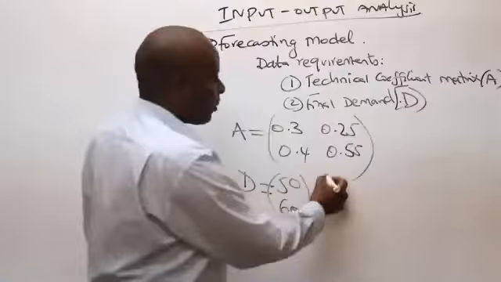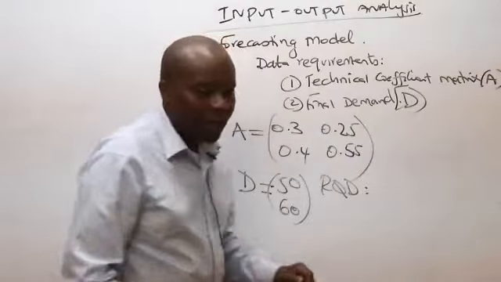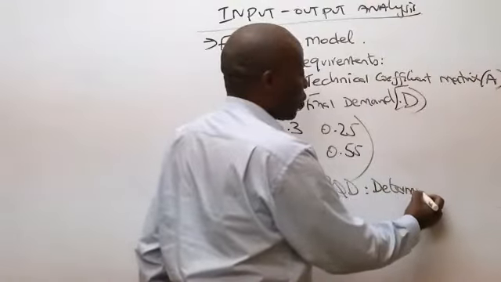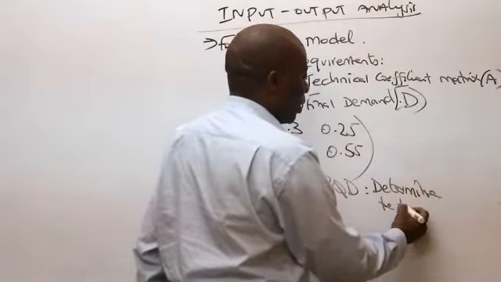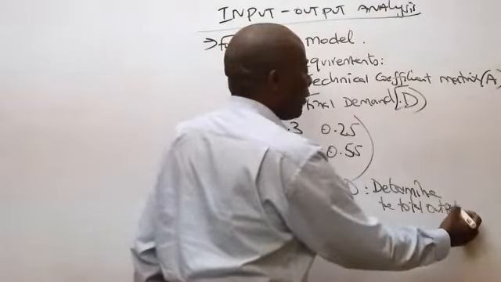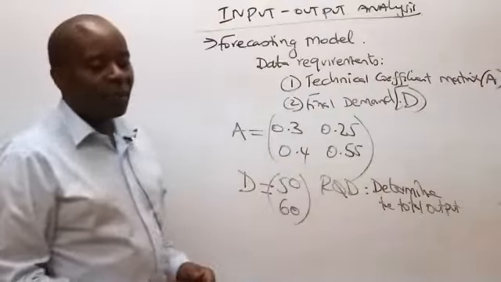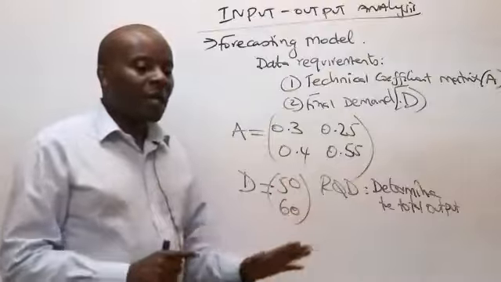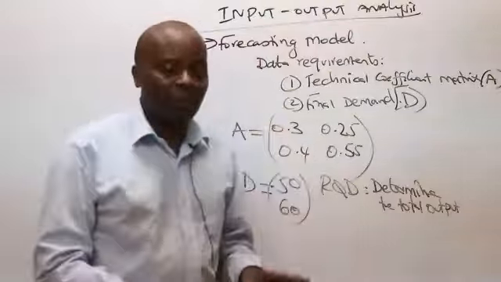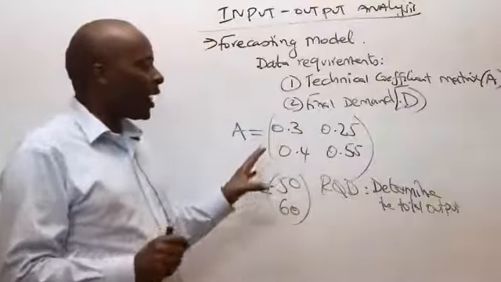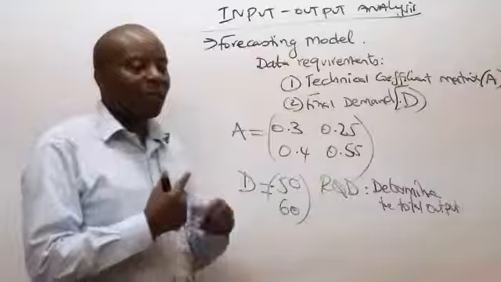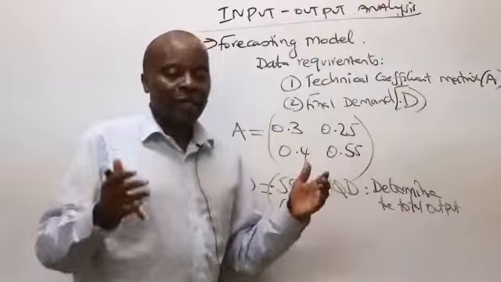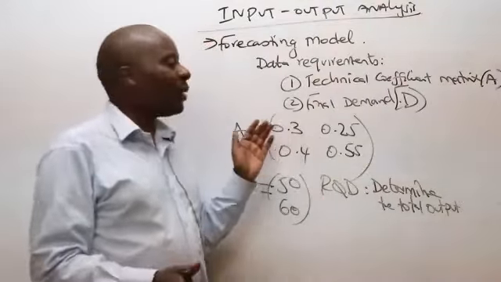We are required, ladies and gentlemen, to do something very easy: to determine the total output. Before I tell you how we construct the technical coefficients matrix and what final demand stands for, let's start by putting everything in perspective by looking at how we do the modeling. Once we understand the modeling, the background to the model will be a straightforward thing. So this is my little example for you.